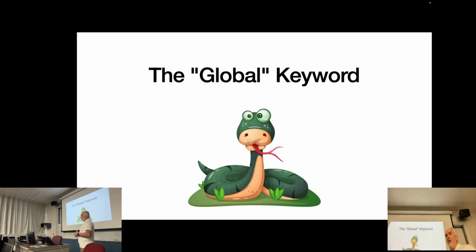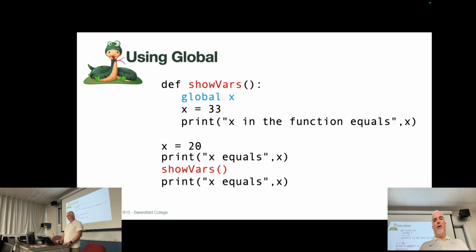So the global keyword breaks that. It breaks down the wall between the two universes. And that's sometimes a lot easier when you're writing a program. But what it immediately does is make it so that the function requires something to exist outside of itself. Let me give you an example of why that is.